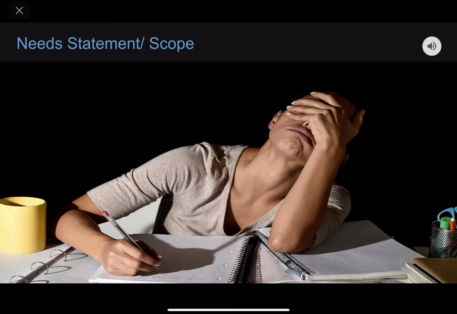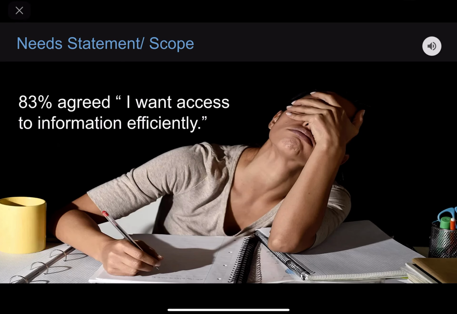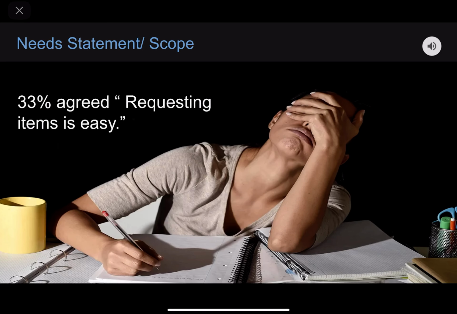The school staff has a busy day where they nurture, teach skills, advocate, and collect students' data. This photo is a perfect depiction of what the learner's role feels like. Therefore, staff are currently working at a fast pace during their planning time to physically receive the support to get the job done. Based on data collected from the staff, it showed 83% agreed with the statement, "I want access to information efficiently," whereas only 33% of the target audience agreed with the assertion, "Requesting items is easy." This proves a significant needs gap.